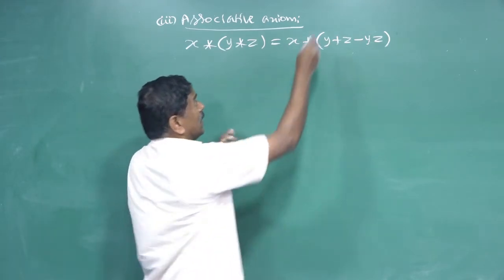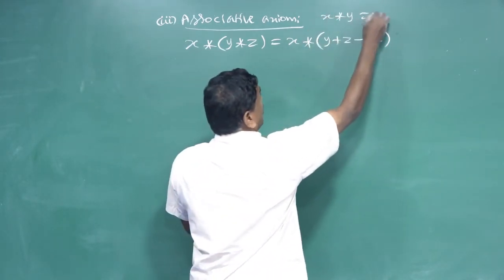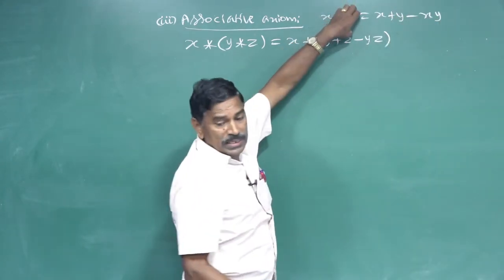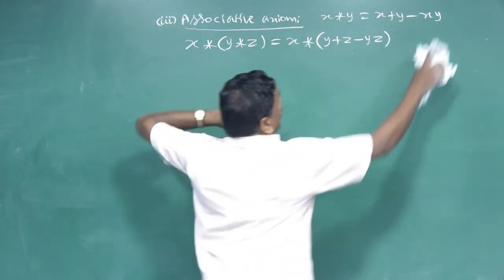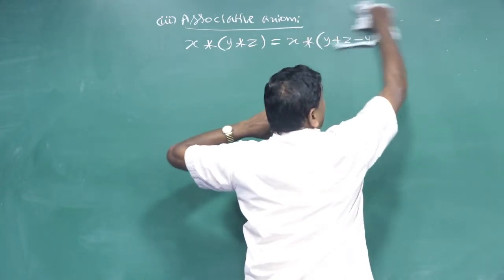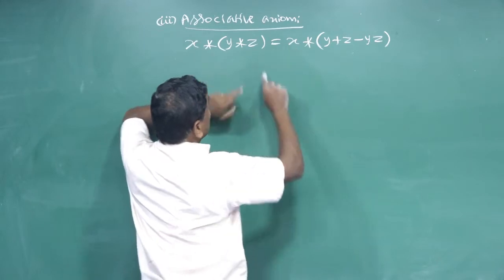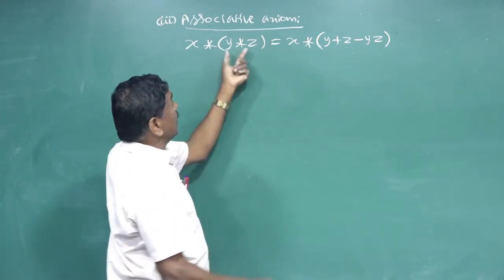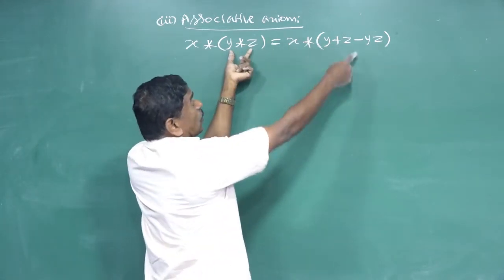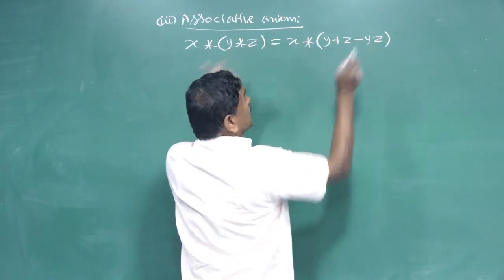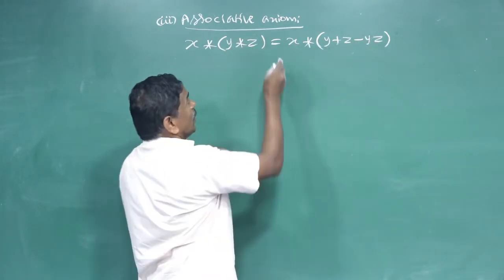See, the condition is x star y is equal to x plus y minus xy. Every time I want to use this condition, keep it in mind. That is very important. Again, star fixed, and complete the bracket answer. So y star z is equal to first element plus second element minus first element into second element.